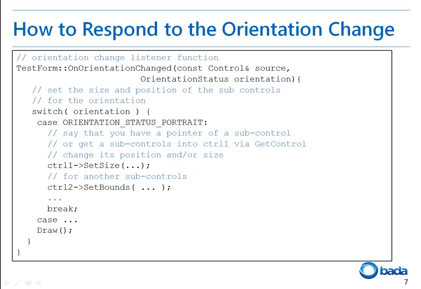Also, the orientation of the UI can be changed by changing the location and size of the subcontrol according to the orientation of the phone. And finally, the draw method needs to be called to refresh the display.